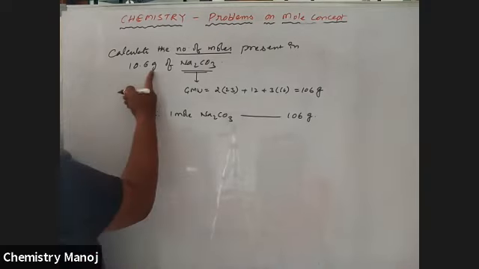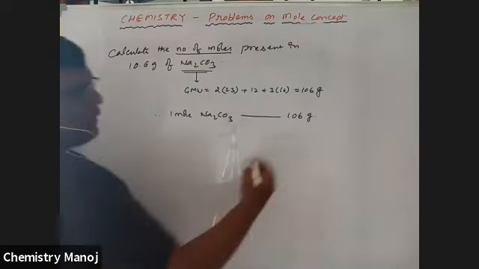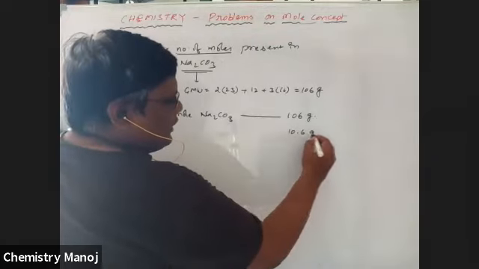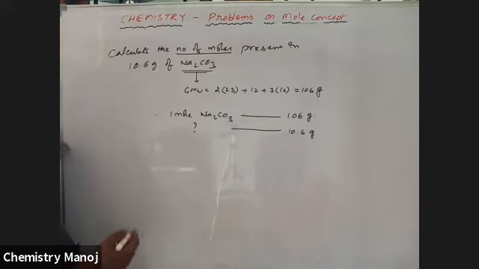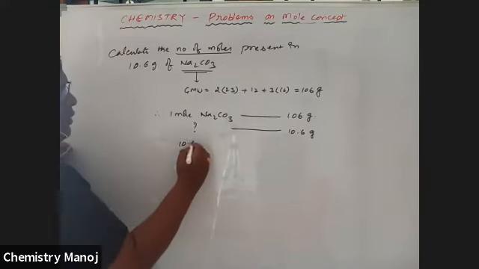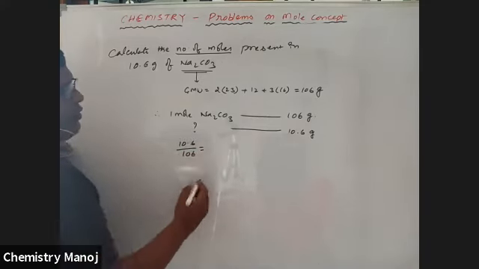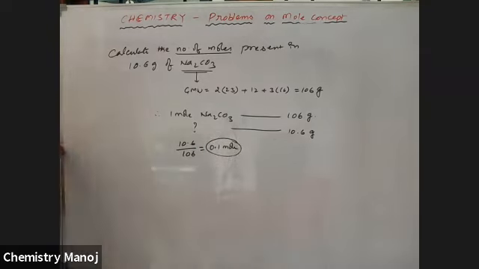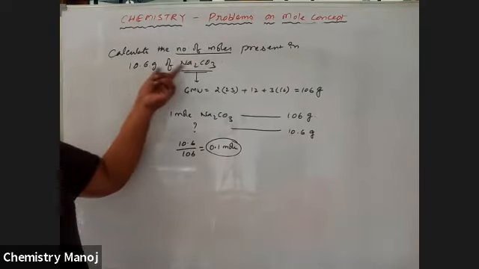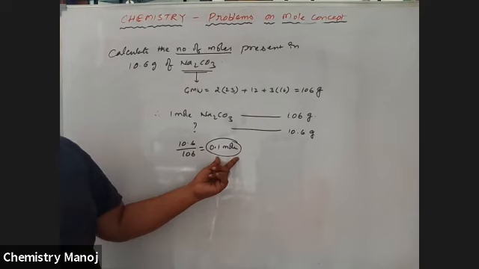Now he wants to calculate for 10.6 grams Na2CO3. How many moles are available? Just by cross multiplication, that is 10.6 by 106, which is equal to 0.1 mole. So that means 10.6 grams Na2CO3 contains 0.1 mole.